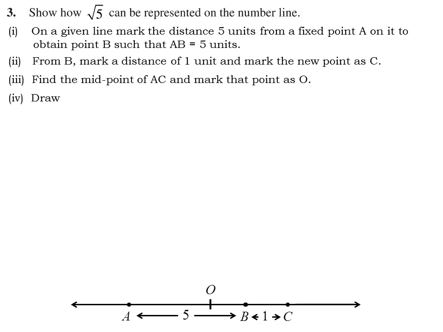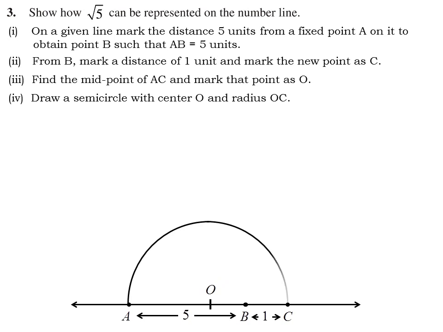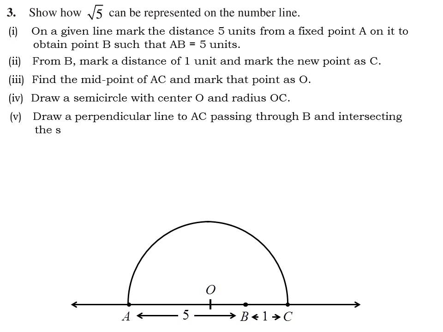Now again we have to draw. Draw a semicircle with center O and radius OC. So I am drawing a semicircle whose center is O and radius is OC. Next step: draw a perpendicular line to AC passing through B and intersecting the semicircle at D. So I am drawing a line BD which intersects the semicircle at D.